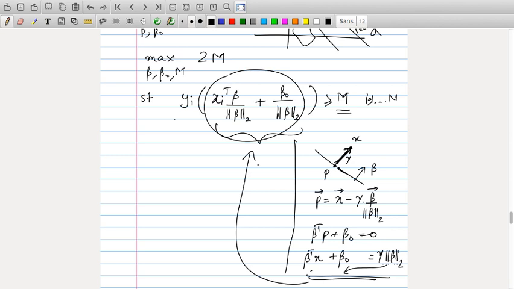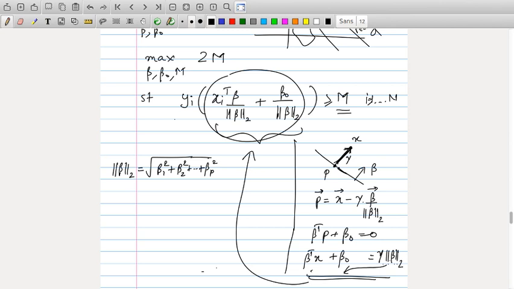So which step is tripping you guys? Is this equation clear? So P is x minus gamma times beta divided by the norm of beta. Do you guys know what a norm of a vector is? No? So okay, the norm of a vector, in particular the norm I'm going to use, is just the square root of beta 1 squared plus beta 2 squared, and so on, up to beta p squared. This is just the length of the vector.